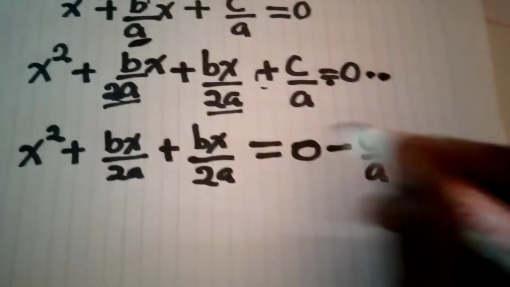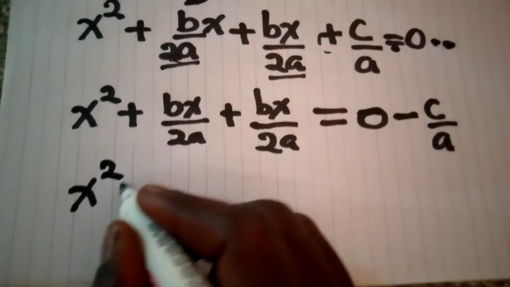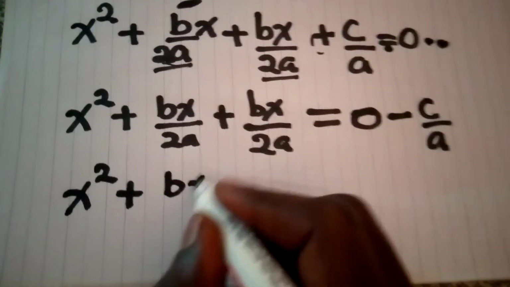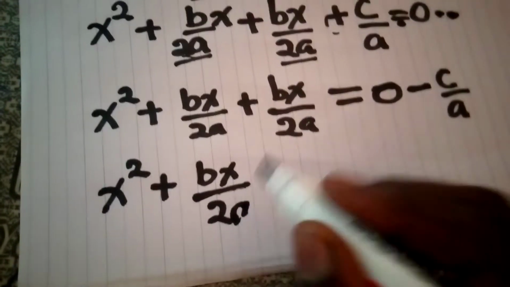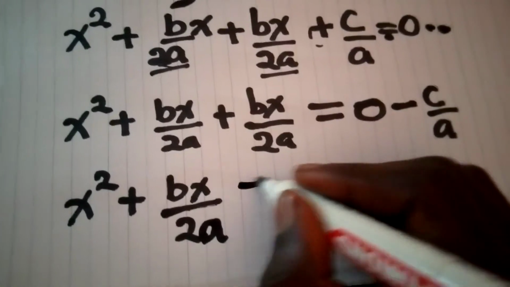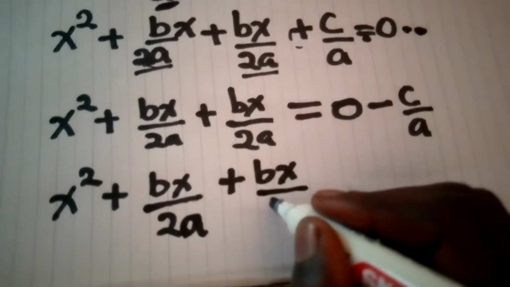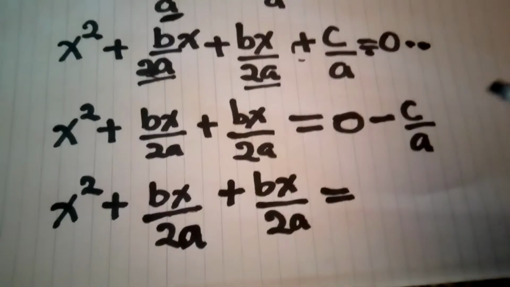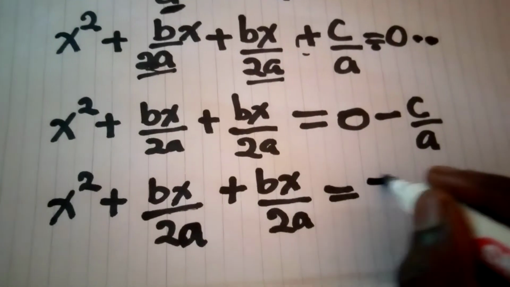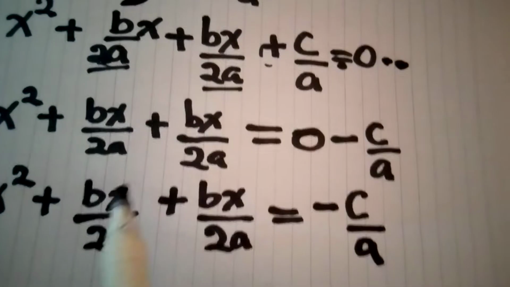So when we are to simplify the right hand side, we shall still have x squared plus bx all over 2a, then plus bx all over 2a, giving us now 0 minus c out of a. We shall remain with negative c out of a. So this one is still the rearrangement of our equation.